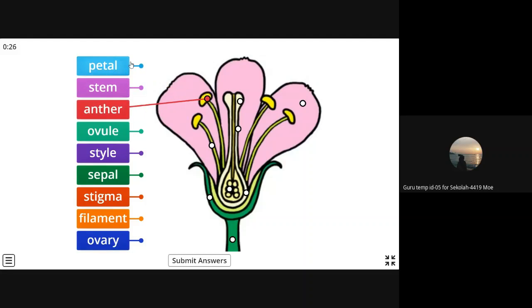Okay. And then for petal, this one, right? Petal. Yes. Kelopak bunga. Okay, and then stem. Okay, this is the easiest one. Stem yang adalah dia punya batang dia.